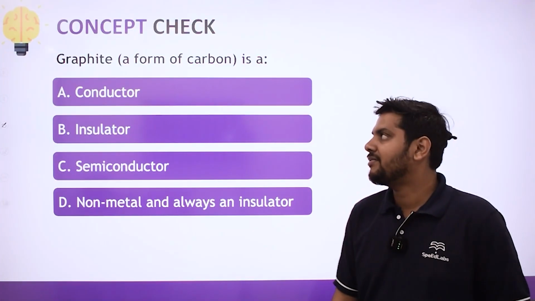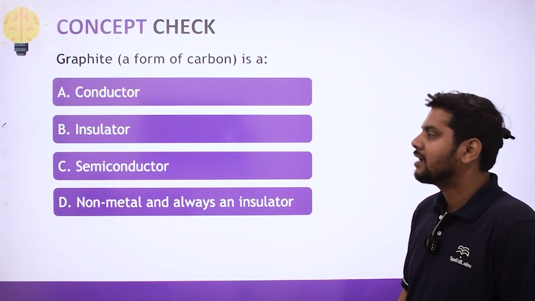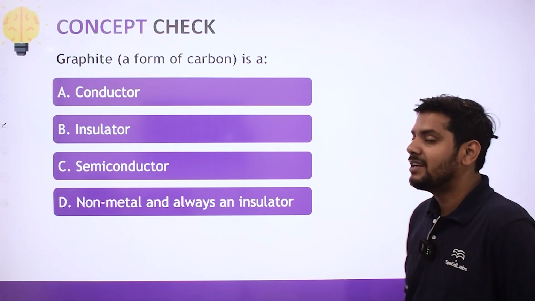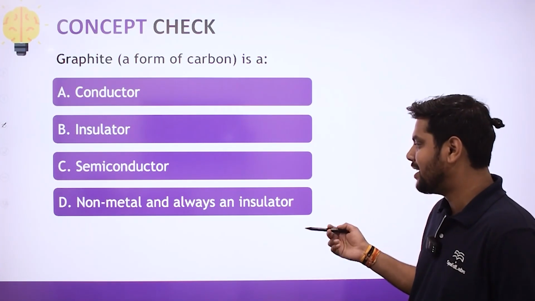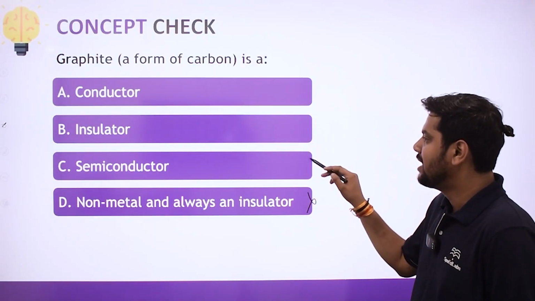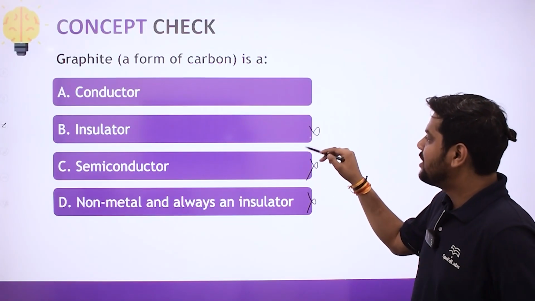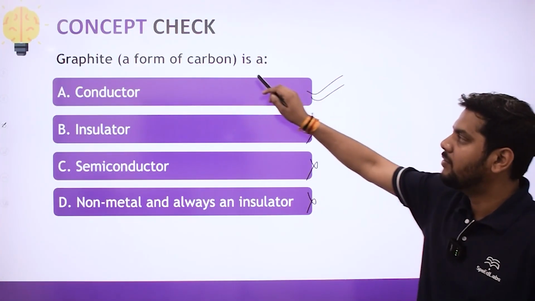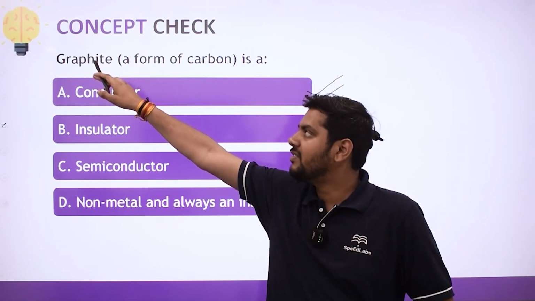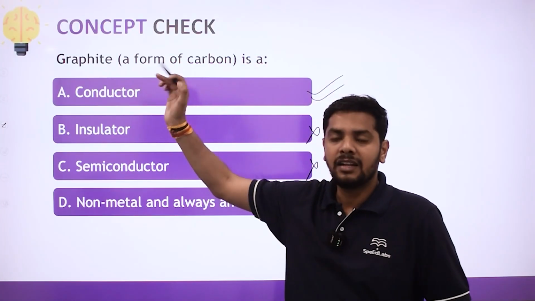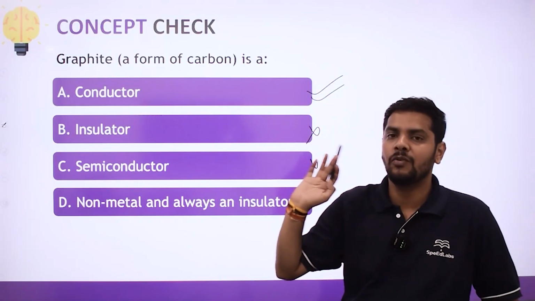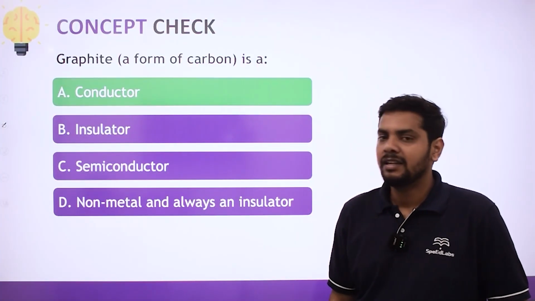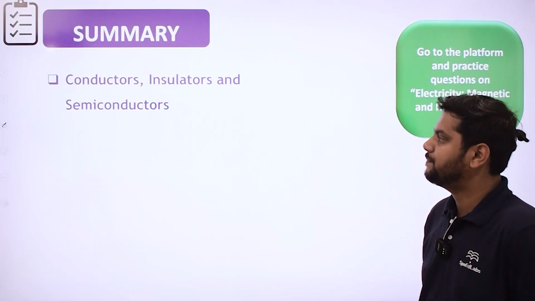Next question is, students: graphite, a form of carbon, is a conductor, insulator, semiconductor, non-metal, or always an insulator. So non-metal and always an insulator, wrong option. Semiconductor, wrong option. Insulator, again a wrong option. So our answer will be conductor. Carbon, one of its forms, graphite. If it is written that carbon is a conductor or insulator, whatever the options, you will go with insulator. But this is an exceptional case. So option number A, conductor, will be the correct option.